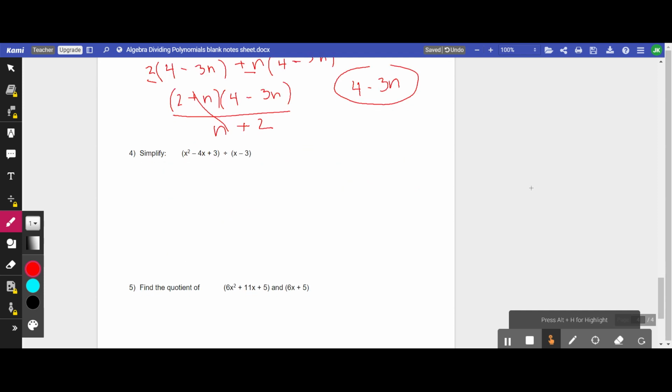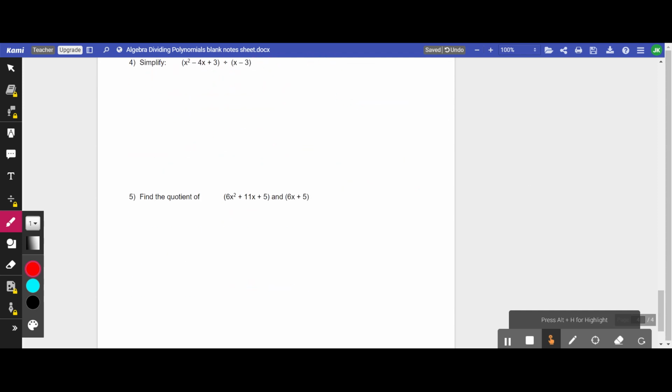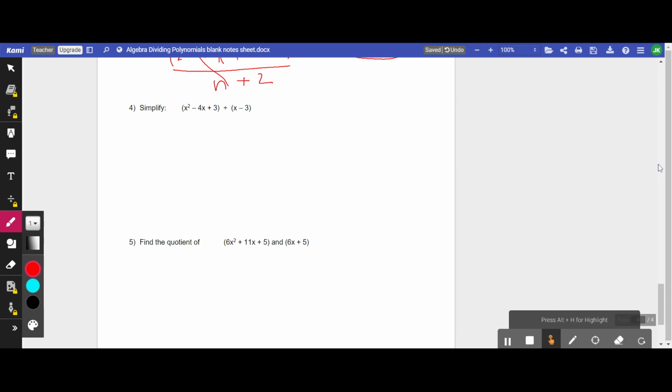Okay, so for your next one here, so this one's you to simplify. So you're dividing x squared minus 4x plus 3 by x minus 3. So I'll just write this as a fraction to start. So it wants you to divide this by this here. So this will be your numerator, and that's your denominator.